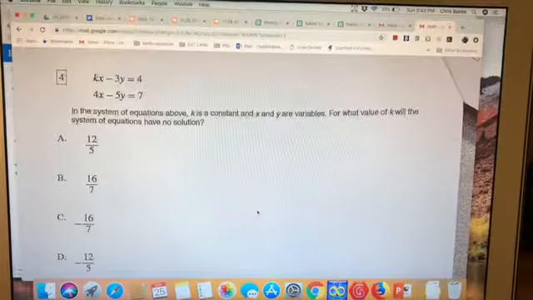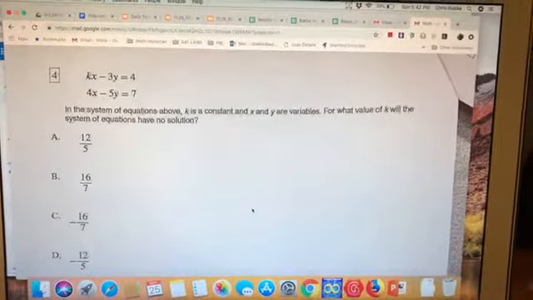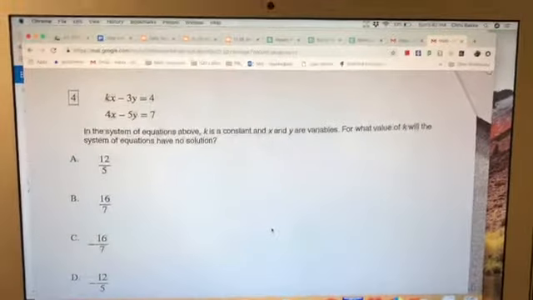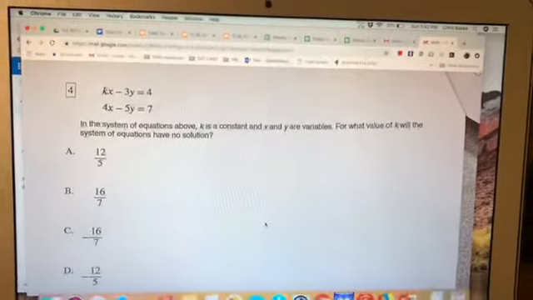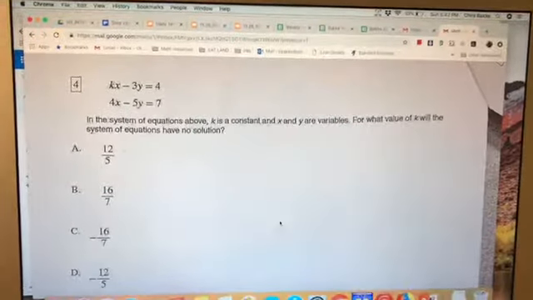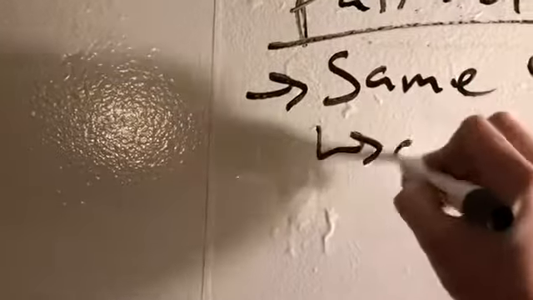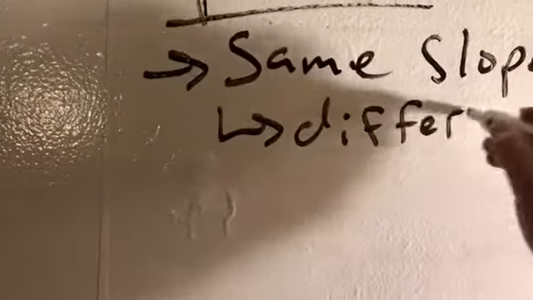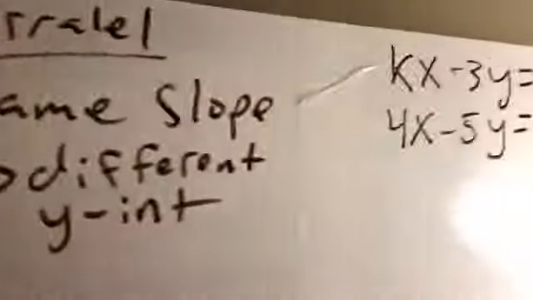Number 4 is asking, what value of k will you have to have in order to have no solution for the system of equations? Now, a system of equations only has no solutions if the two equations are parallel. If you remember, parallel lines have the same slope, but a different y-intercept.